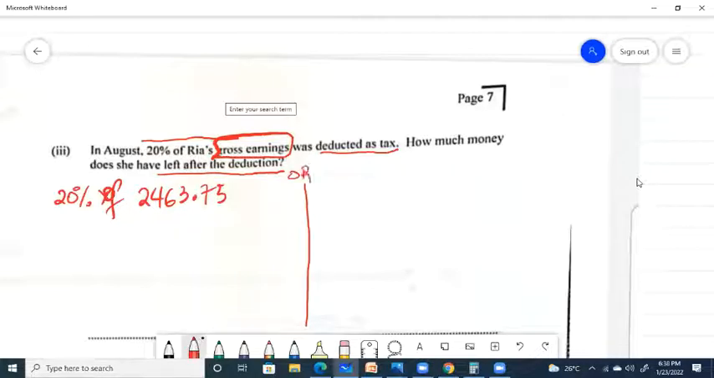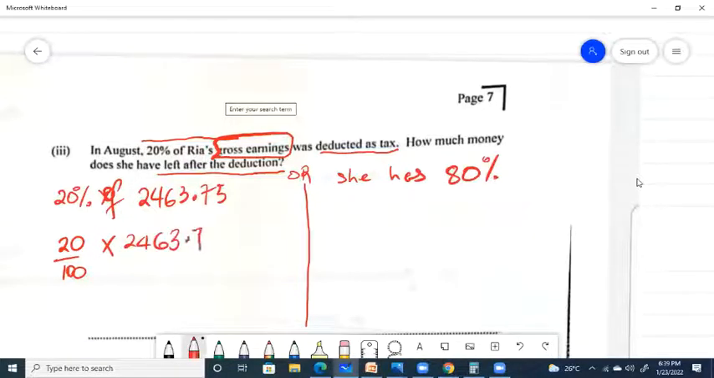Or if you don't want to work it that way, if you understand that 20% will be coming out, it means that she has 80% left. So there are two ways we can approach the question. All right, so we're going to look at it and see what we get. Let's go about finding 20% and then take it from it. So let's go. 20 over 100 stands for 20%. Multiply by 2,463.75. Somebody work that for me. Put that on your calculator. 492.75. Talk to me. What you get? 492.75. Thank you very much.